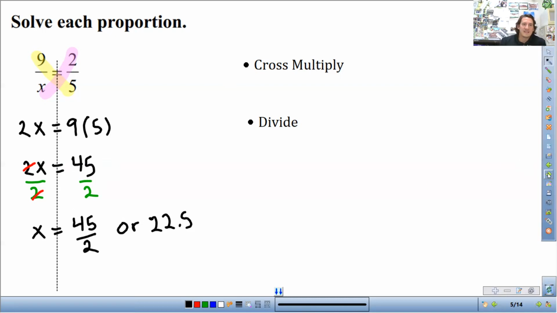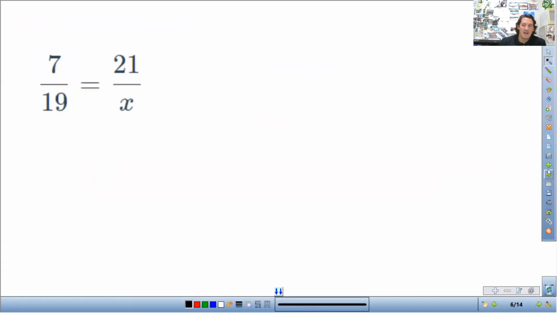All right, next example. 7 over 19 is equal to 21 over x. So I'm going to, again, cross multiply. So it's going to be 7 times x and then 21 times 19. Top times the bottom, top times the bottom. Again, this is only when fractions are equal to each other do you solve it this way. So 7 times x, 7x, and then it's 21 times 19.